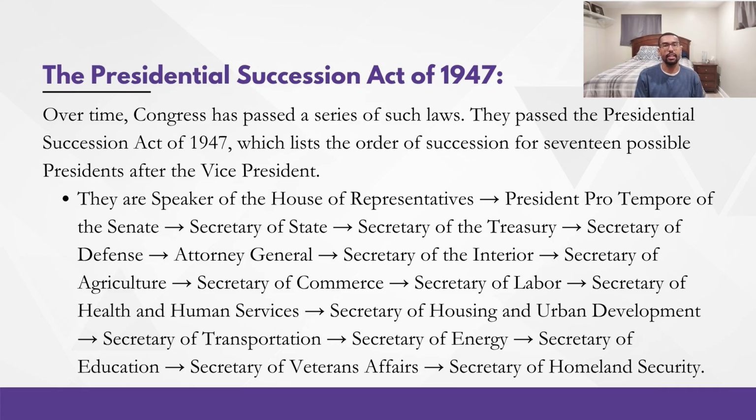They passed the Presidential Succession Act of 1947, which lists the order of succession for 17 possible presidents after the vice president. They are Speaker of the House of Representatives, President pro tempore of the Senate, Secretary of State, Secretary of the Treasury, Secretary of Defense, Attorney General, Secretary of the Interior, Secretary of Agriculture, Secretary of Commerce, Secretary of Labor, Secretary of Health and Human Services, Secretary of Housing and Urban Development, Secretary of Transportation, Secretary of Energy, Secretary of Education, Secretary of Veterans Affairs, Secretary of Homeland Security. That's the whole list there.